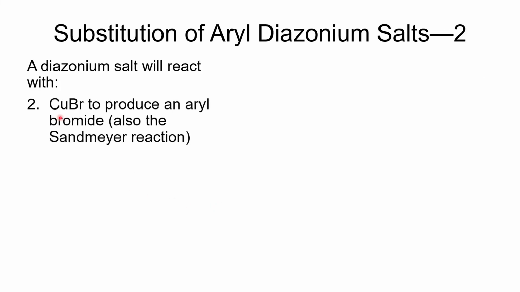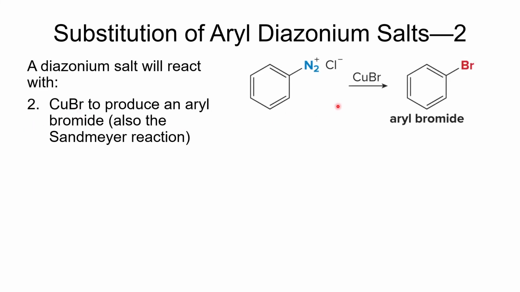All right. Here I've got copper(I) bromide, and I've numbered this one 2 as well because it's essentially the same reaction as the one with the copper chloride. It's just copper bromide instead. Also a Sandmeyer reaction fits in that category of reaction, and we get an aryl bromide.